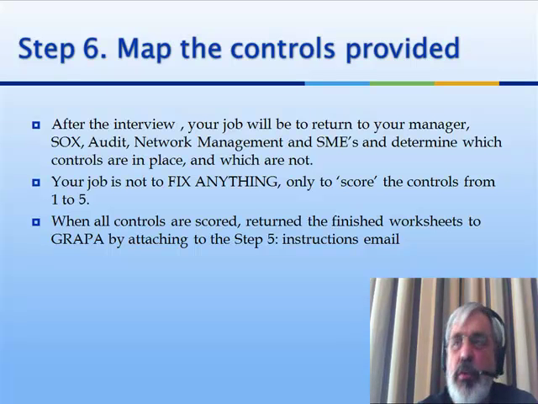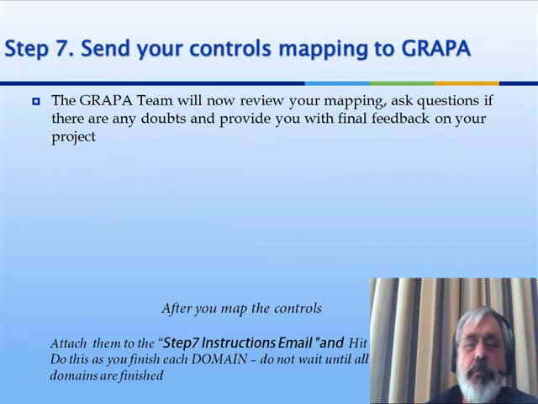And that means you go look at the control, determine if it's being done or not, and go by our scale of 1 to 5. We have a separate video about control scoring that you should watch as well. So when all the controls are scored, you add it up, you put it onto the cover page for the domain and give a score to the domain, and then prepare to send it to the GRAPA team.